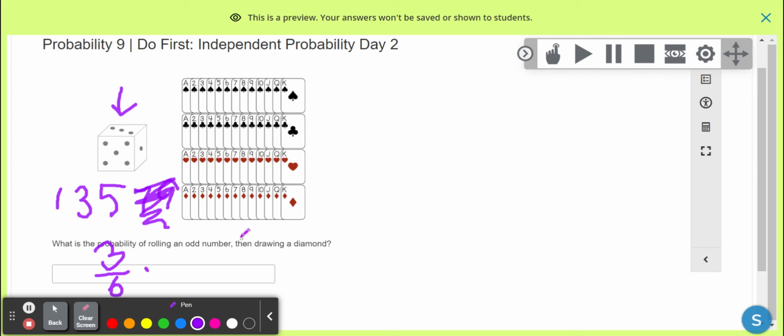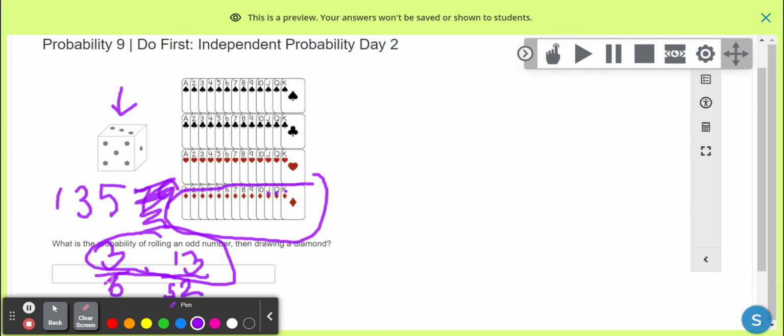Then to draw a diamond, all of these are diamonds. So ace is like 1, so I'm going to say that there's 10, 11, 12, 13. 13 out of the 52 cards is a diamond. So we're going to multiply straight across. I'll let you do that part.